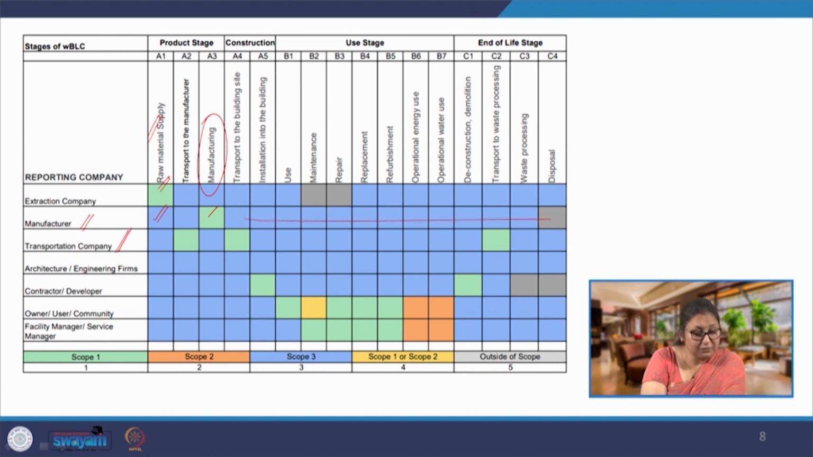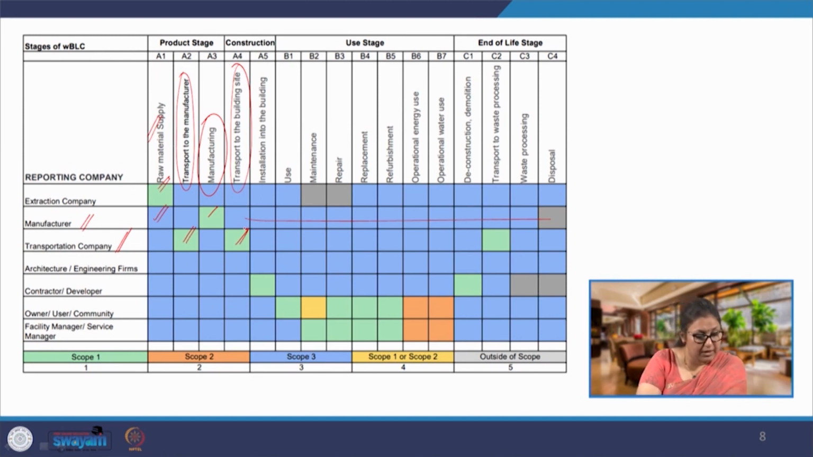Now, here we have considered that there is a transportation company, a third party company, who is going to transport the extracted material to the manufacturing unit and the processed material from the manufacturing unit to the construction site. So, for them, all the emissions coming from transportation are scope 1 emissions and the rest of the emissions are scope 3. They will be upstream or downstream depending upon which transportation, which activity we are talking about, or if it is both, then only the transportation is going to be in scope 1 and the rest is going to be scope 3 within these.